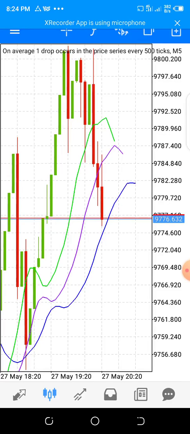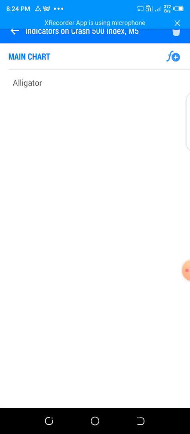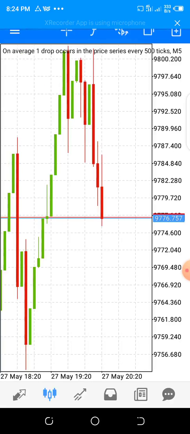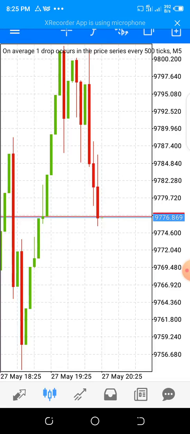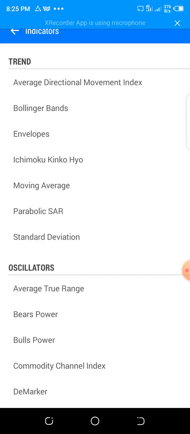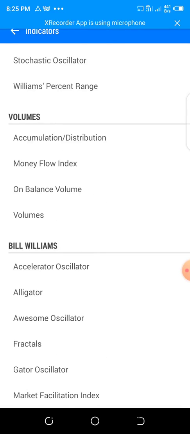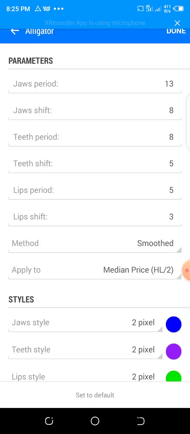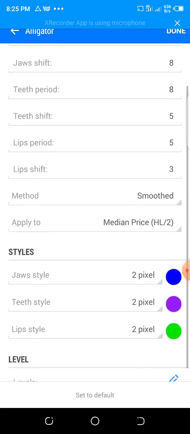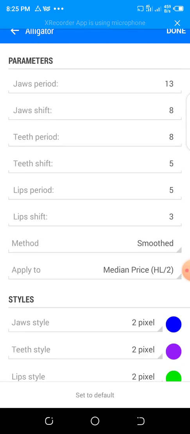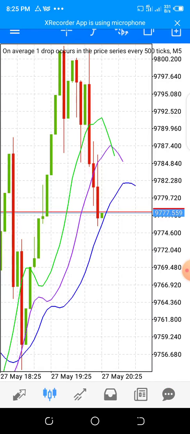So how do I add the alligator? Someone may ask. So let me go back. This is my main chart. I'll delete the alligator. So now, to add alligator to your chart, you go to the set of indicators, that is the F indicator at the top of your chart. You scroll down and look for Bill Williams. Under Bill Williams indicators, you look for alligator. So you click on alligator. The parameters, the jaw, the teeth, and the lips, leave them the way they are. Use the default that is being set already for you, unless you have anything to do with it. So leave it as default, and then done.